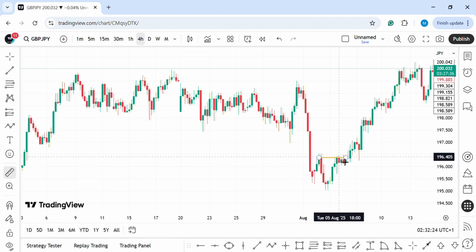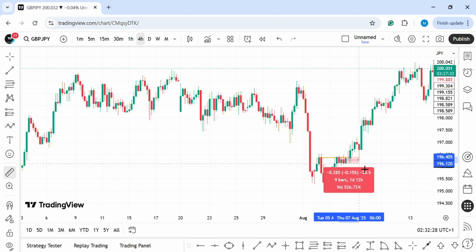Let's see how many pip profits. Just 28 pips. So this will be beneficial for scalpers. For me, I don't go for 28 pips.